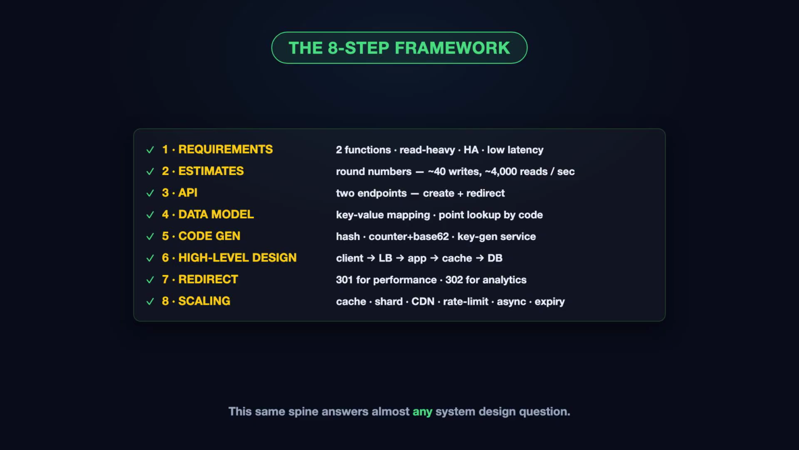5. Generate the code, hash, or a counter in base 62, or a key generation service. 6. The high-level design, client, load balancer, stateless app servers, cache, then database. 7. The redirect detail, 301 for performance, 302 for analytics. 8. Scale it, cache hot links, shard by code, a CDN, rate limits, async analytics, and expiry.